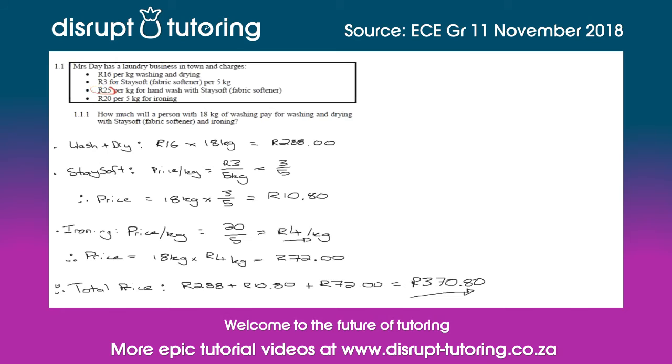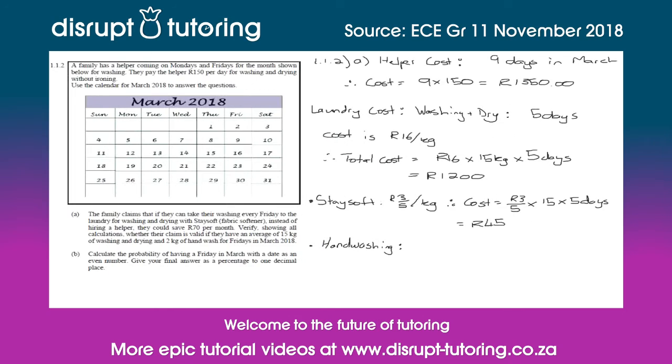But if we look at this price list, it's going to be 25 Rand per kilo for hand washing with Stay Soft. So as I said, the cost will equal 25 Rand times the 2 kilos. It's not 5 now, it's 2, because they said it was 2 kilos for hand washing, times the 5 days, and this comes to a total of 250 Rand. And we get that from putting it into our calculators, the 25 times 2 times 5.